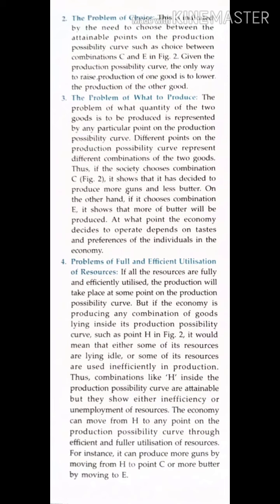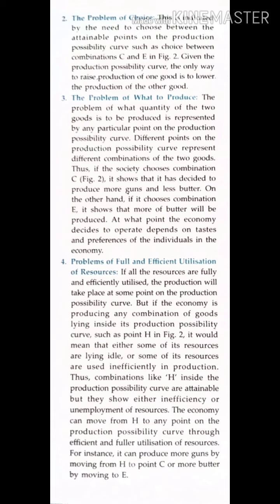The problem of what to produce: the problem of what quantity of two goods. That means what you will produce, butter more or guns more. Which one is more in demand? That is a problem. So what quantity of two goods is to be produced is presented by any particular point. That means you can check on the production possibility curve how much you are producing of one quantity and how much of another, or how much you are sacrificing one quantity for the production of the other. Okay, that is the problem of what to produce.